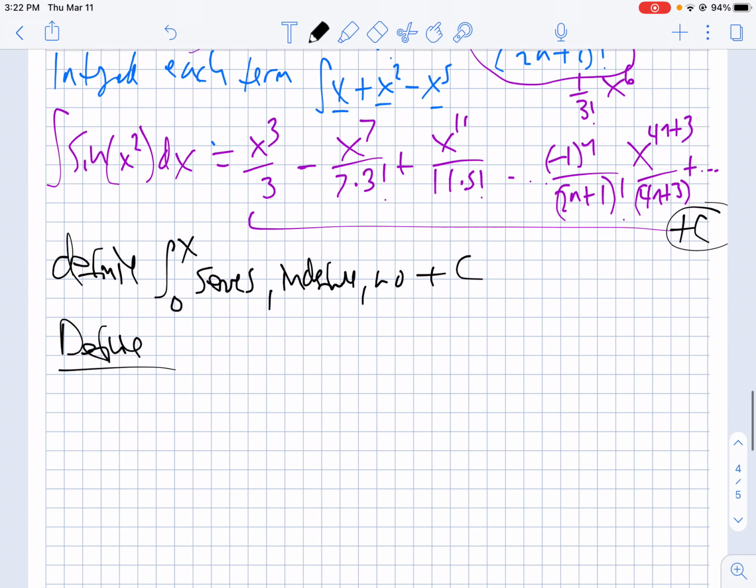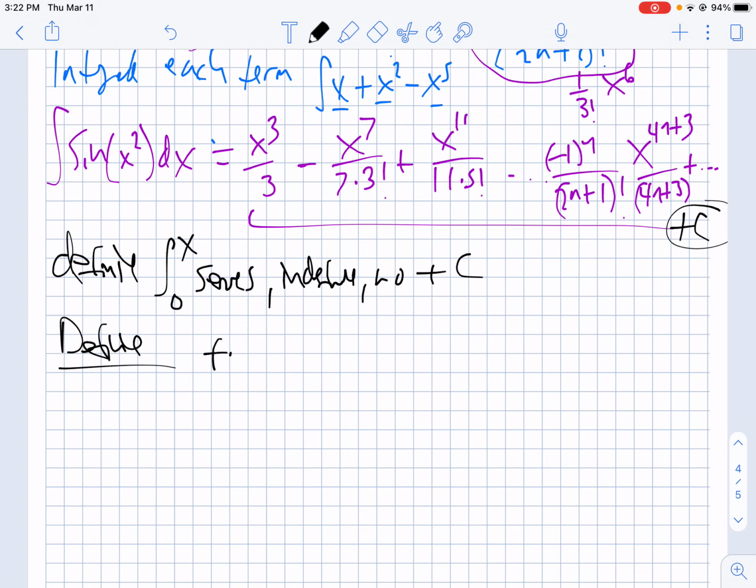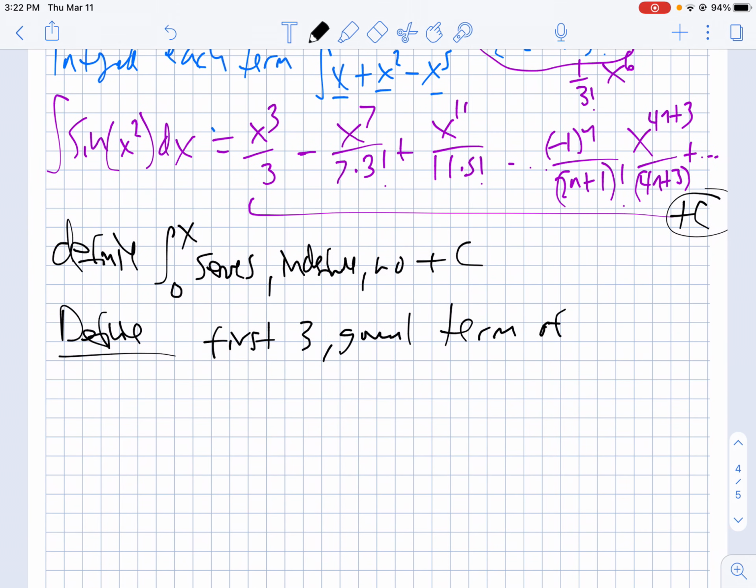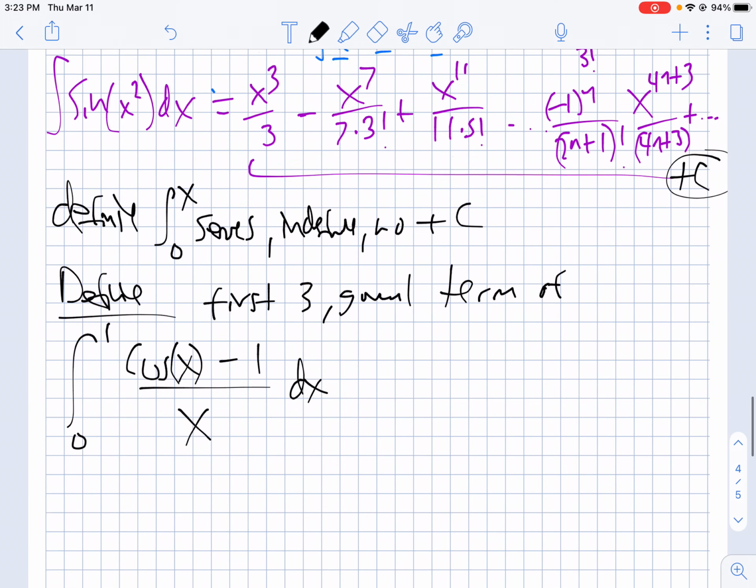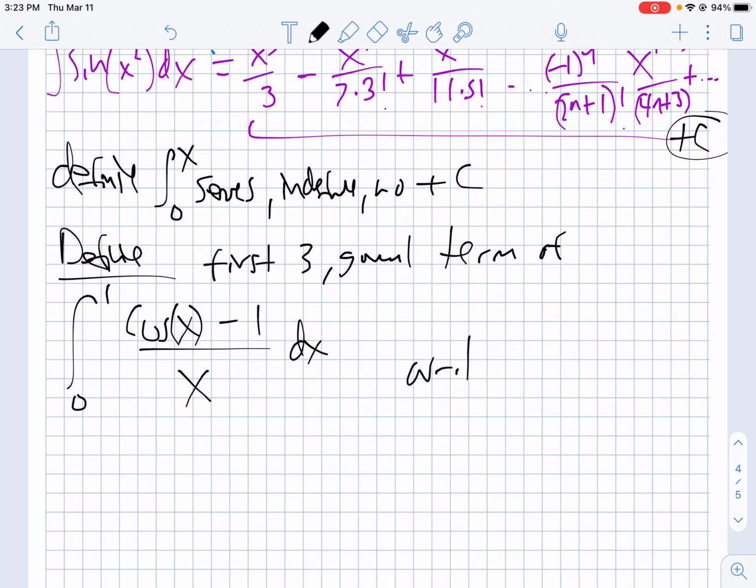So let's say I ask you for the first 3 terms and the general term of the series for the integral from 0 to 1, we'll make our life a little easier, of cosine of x minus 1 over x dx. Okay, so what we're going to do in general is write the series, and then we'll do the integral just like I did on the last problem, and then we'll plug in the bounds of this.